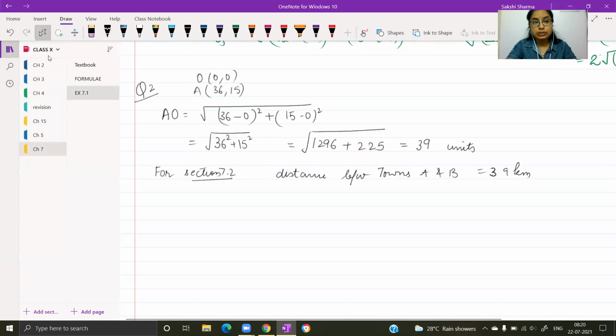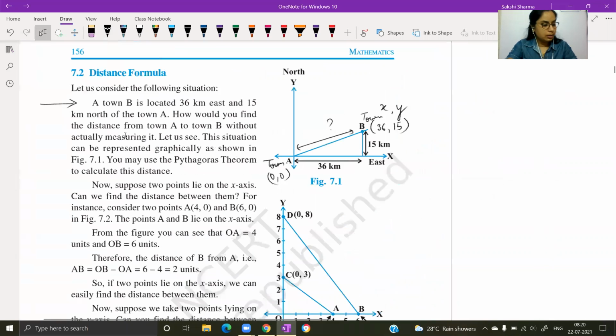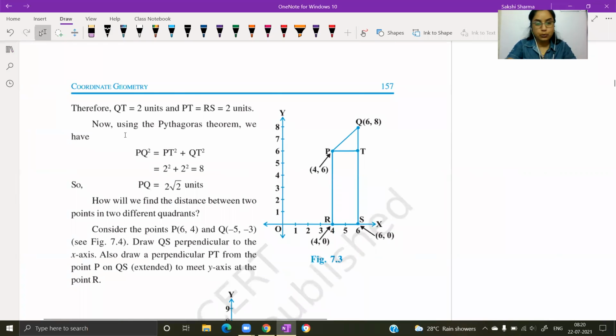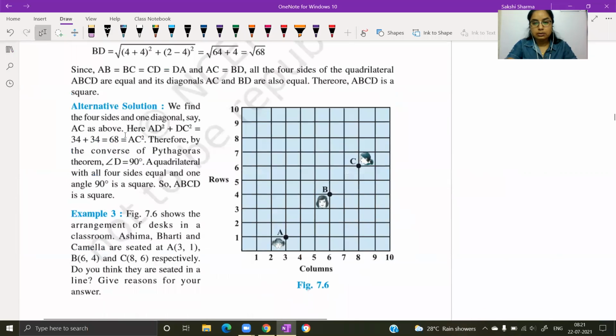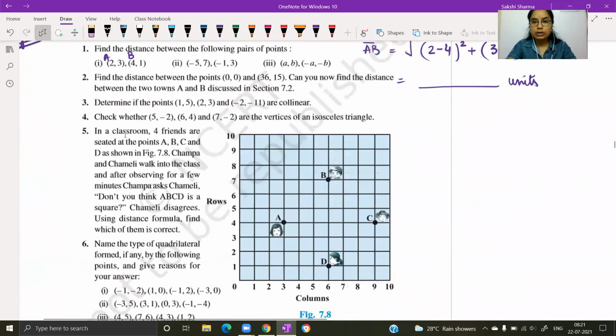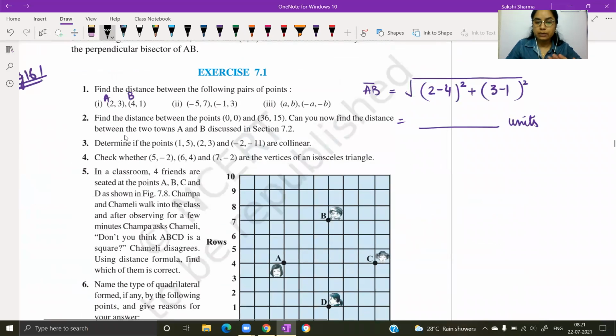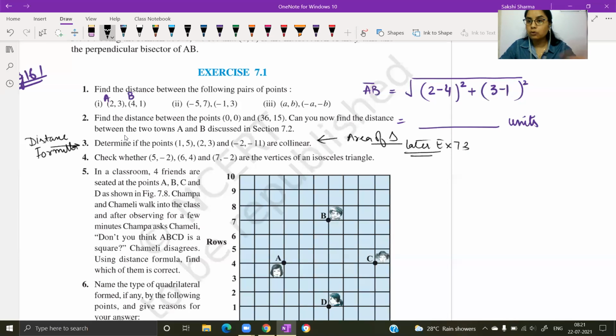Afterwards, we have the next question, the third. Determine if the points are collinear. I'll give you a little idea for now, since we are only aware of the distance formula. This particular question can be done using the distance formula one way. The other way is by using the formula for area of a triangle. This will be done later, in exercise 7.3, where we will learn the formula to find the area of a triangle. Obviously, there will be 3 points which form a triangle.